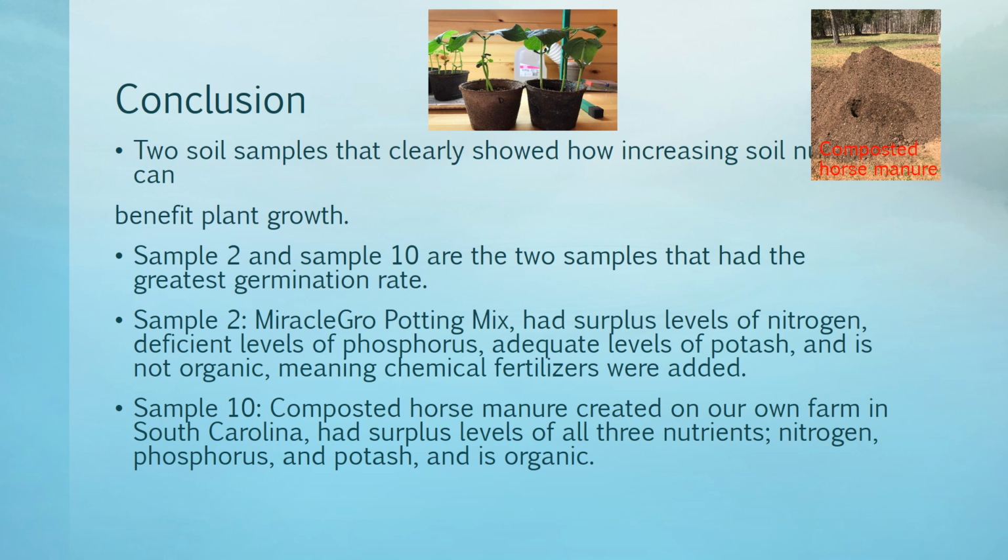There were two soil samples that clearly showed how increasing soil nutrients can benefit plant growth. Sample 2 and Sample 10 are the two samples that had the greatest germination rate. Sample 2 from Miracle-Gro potting mix has surplus levels of nitrogen, deficient levels of phosphorus, adequate levels of potash, and is not organic, meaning chemical fertilizers were added. Sample 10 from composted horse manure created on our own farm in South Carolina has surplus levels of all three nutrients, nitrogen, phosphorus, and potash, and is organic.